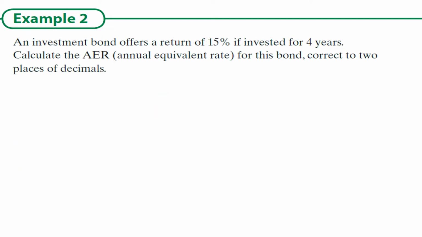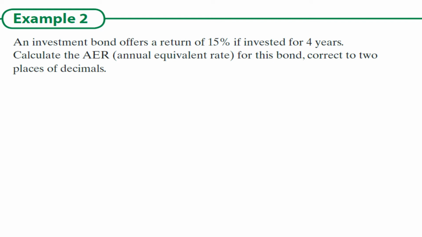So example 2, an investment bond offers a return of 15% if invested for 4 years. Calculate the annual equivalent rate or effective rate for this bond, correct to 2 decimal places. Okay, so we're going to start looking at this idea of compounding at different rates. This bond gives an overall return of 15% over 4 years. So you'd say, well, if I take 15 and divide it by 4, I get about 3.75%. Is that not what percentage it gets each year? And unfortunately, because interest compounds, so you get interest on interest, it's not as straightforward as that.